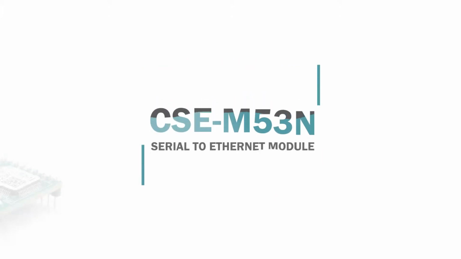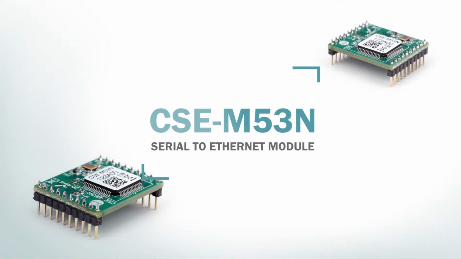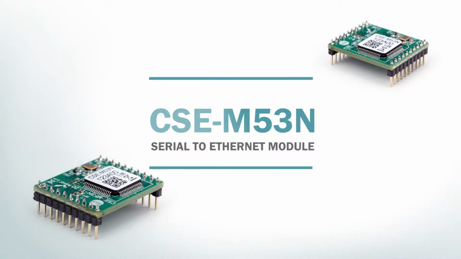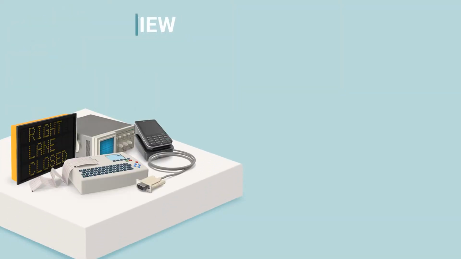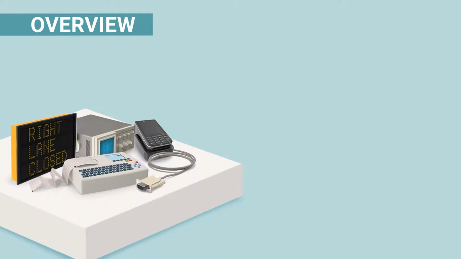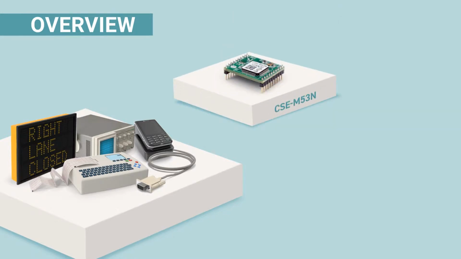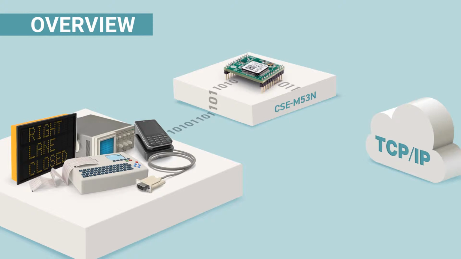Hello! This video is made to introduce a serial to Ethernet module, CSE-M53N. CSE-M53N is a micro-sized module that converts serial data to TCP/IP data and vice versa. It is designed to be embedded in your circuits and add networking capabilities to your equipment.